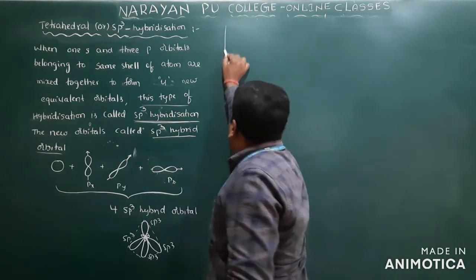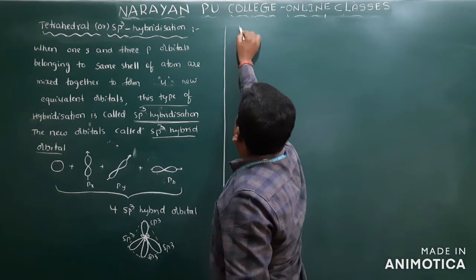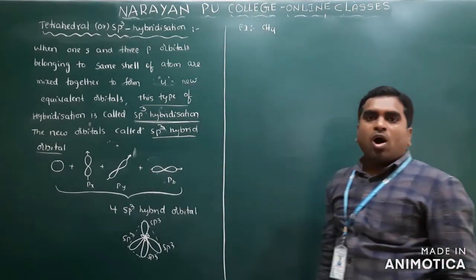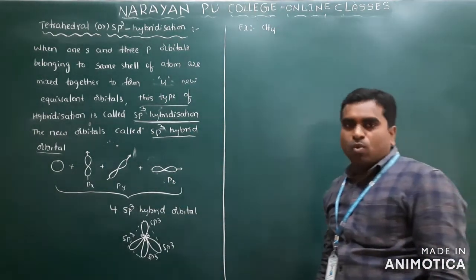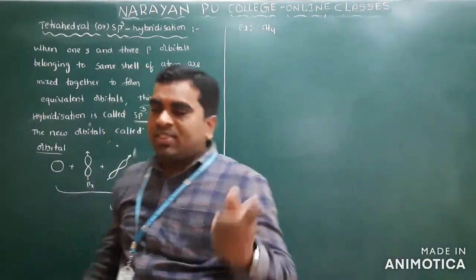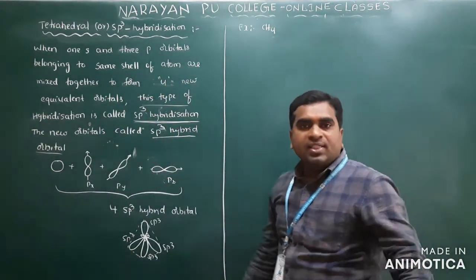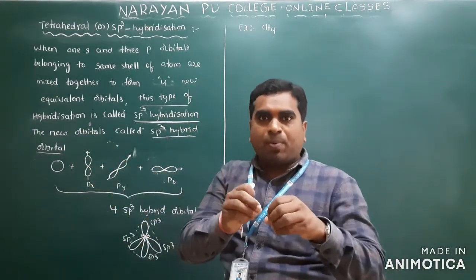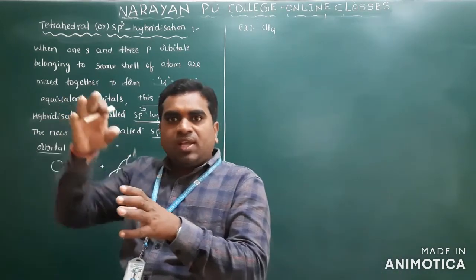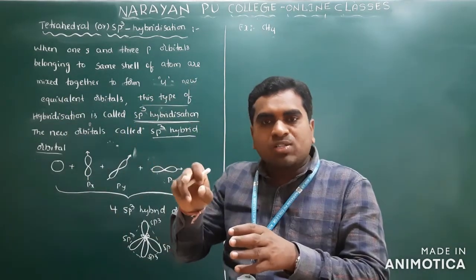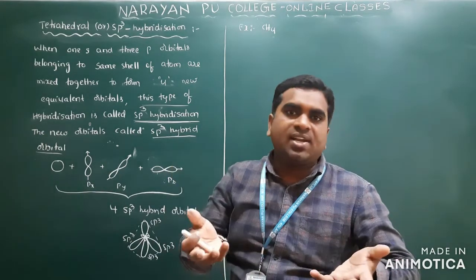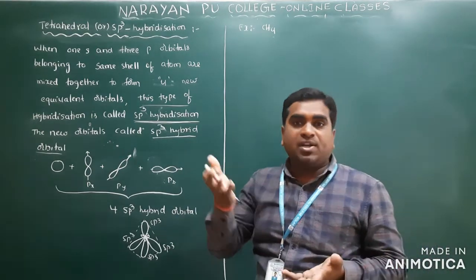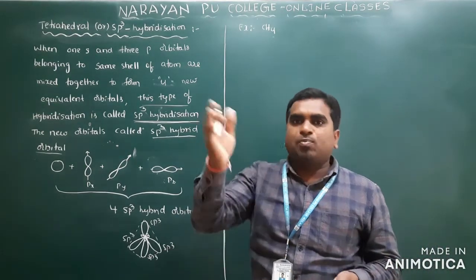Previously we have taken CH4. I took this example when discussing the failure of the orbital overlap concept. There I discussed the CH4 example. In that one, what happened? 3 p orbitals overlap with 3 s orbitals and form 3 C-H bonds, and those bonds are separated by how much angle? 90 degrees. But we already know in CH4 the angle is 109.5 degrees.